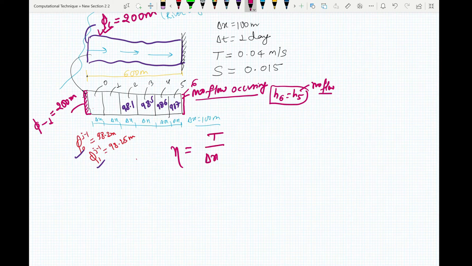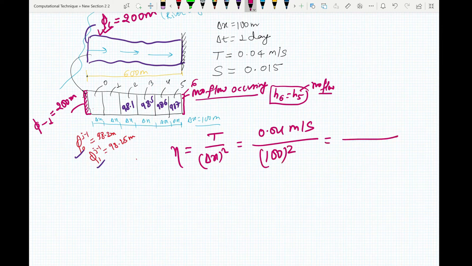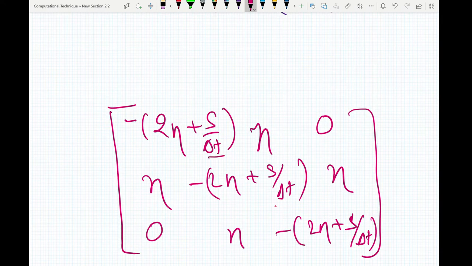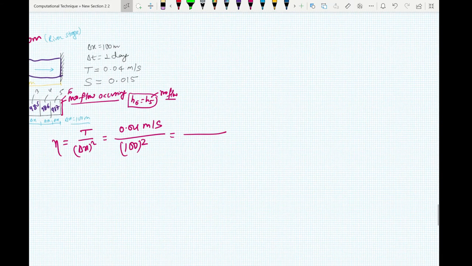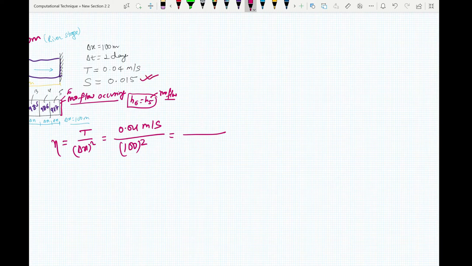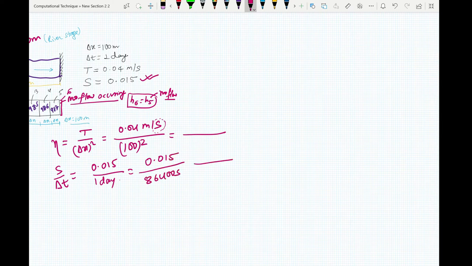T by delta x squared. So T here is 0.04 in meter per second, and our delta x is 100, so it will be like this. So you'll get your value here, and then we can directly find our S by delta t, which you have to determine here as well as here. In this condition, S is the same for each of the grids, so S by delta t will be equal to 0.015 divided by delta t. You can either write this in number of days or meter per second. If you have found T in meter per second, then you have to translate one day into seconds. That will be 0.015 divided by 86400 seconds, and then you'll obtain your S by delta t as well.